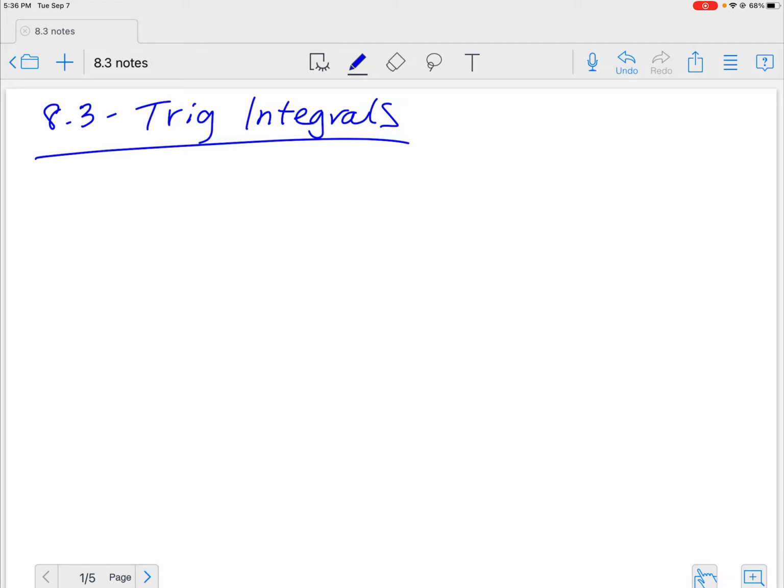All right, Calc 2 is riddled with trig. We get a whole section where we get to do some trig and some integration. So it's pretty much your best day ever. Sweet, let's jump right in.